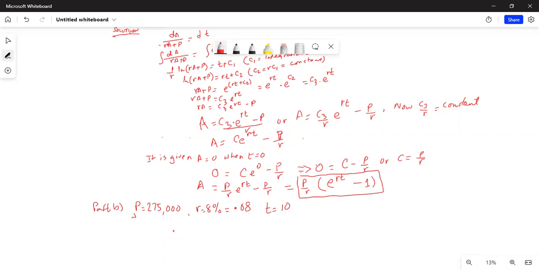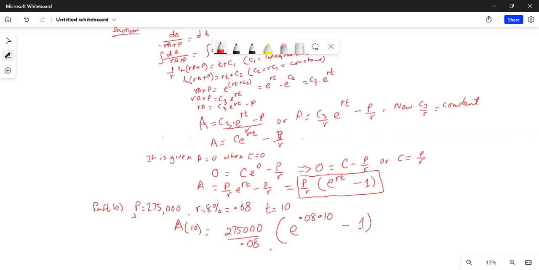That means A in 10 years is equal to P over R, with P is 275,000 and R is 0.08, times (e to the power of R times t, where R is 0.08 multiplied by t is 10, minus 1).